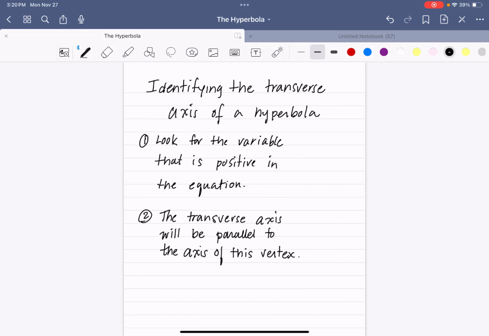So to identify the transverse axis, you look for the variable that is positive in the equation. The transverse axis will be parallel to the axis of the positive variable. And all you need that for is to tell you that it's going to go through the vertices. It's going to tell you which of the points are your vertices.